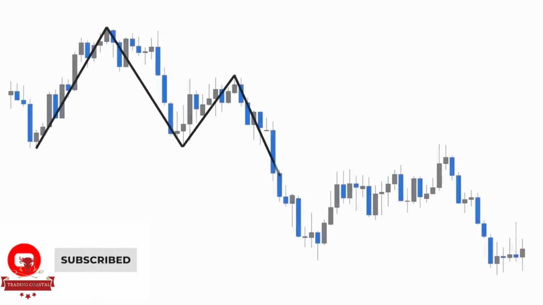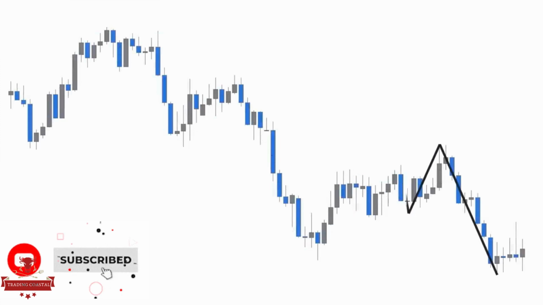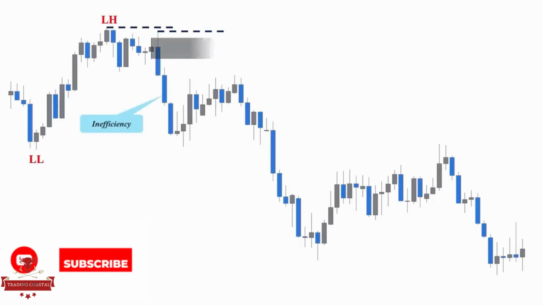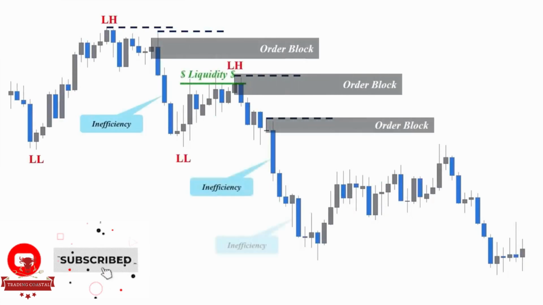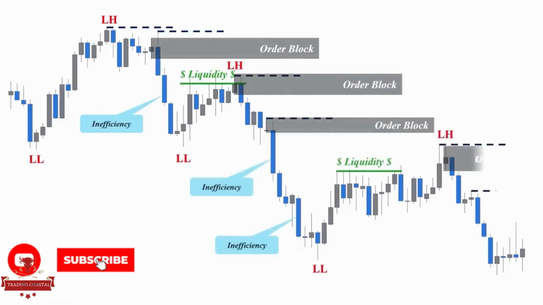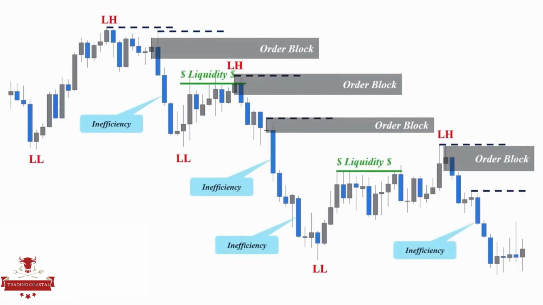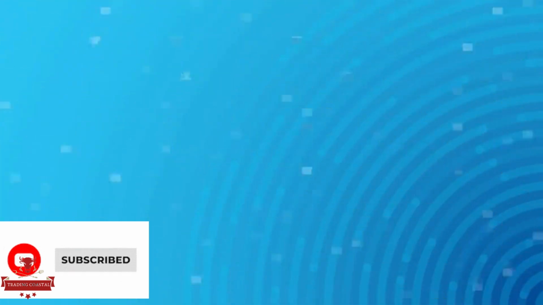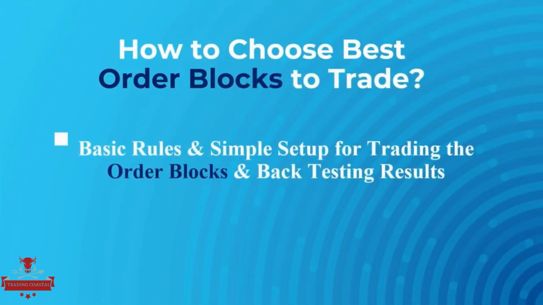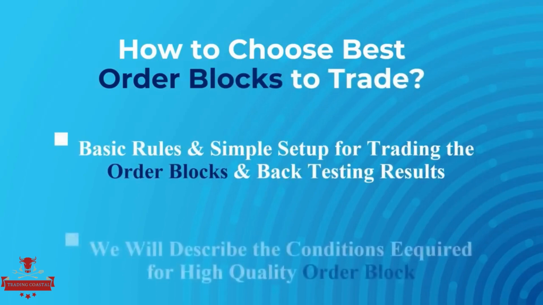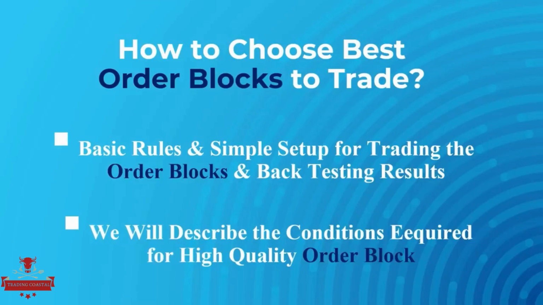We applied multiple rules to see if they really increased the win rate of order blocks and gathered some of the most interesting results. We concluded that order blocks work under certain conditions when some repetitive patterns happen in the market. So in this video, first we will explain the basic rules and a simple setup for trading the order blocks, and we will show you the backtesting results. Second, we will describe the conditions required for high probability order blocks and how to increase the win rate.